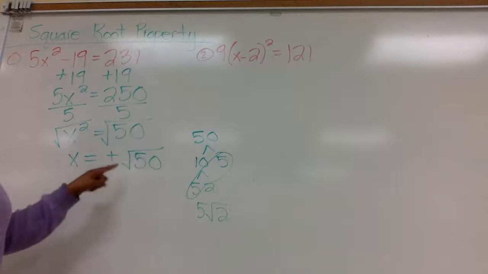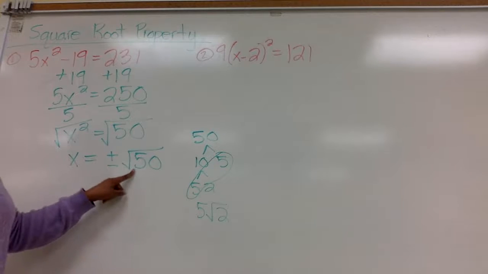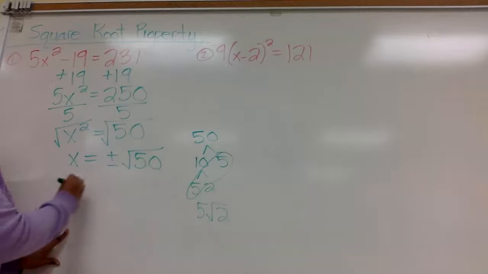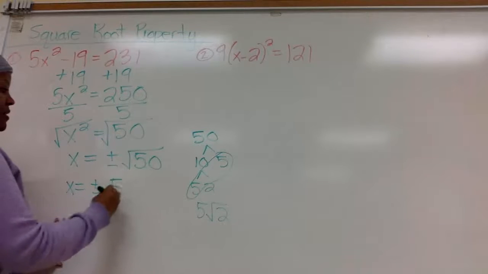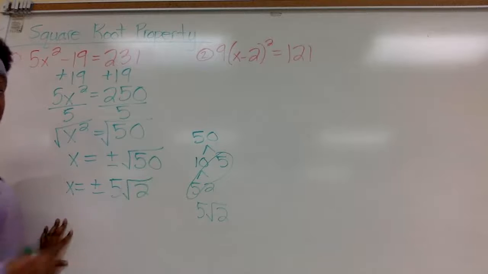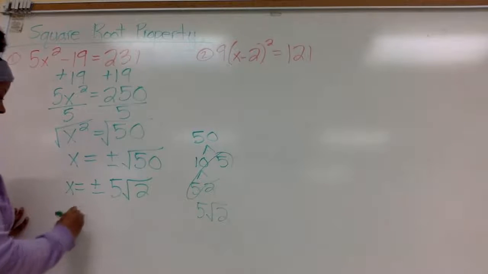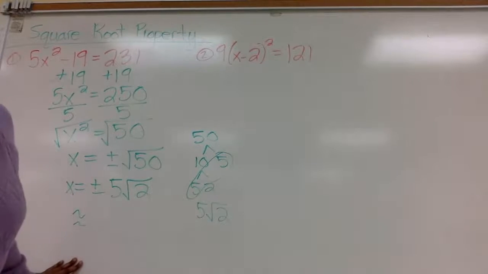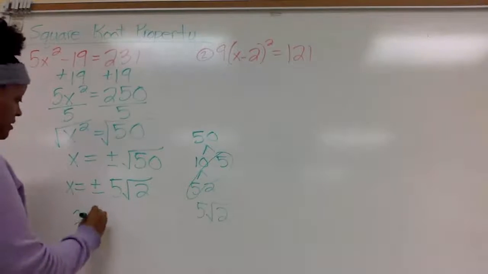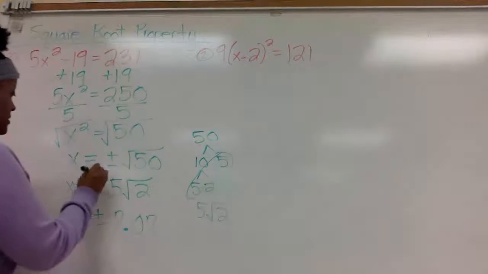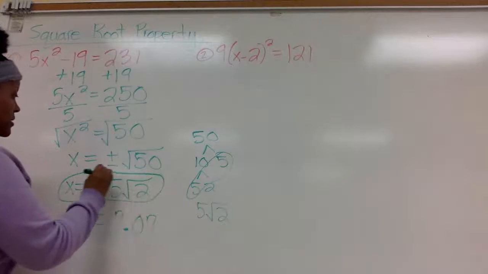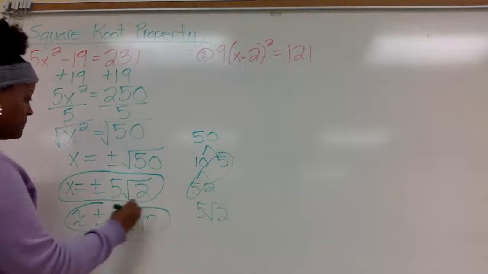So in simplified form, this plus or minus square root of 50, x equals plus or minus 5 square root 2. I want to put it in simplified form, so this is my final answer. And as a decimal, I already put that in the calculator, and it gave me the following. Okay, so this is our answer.